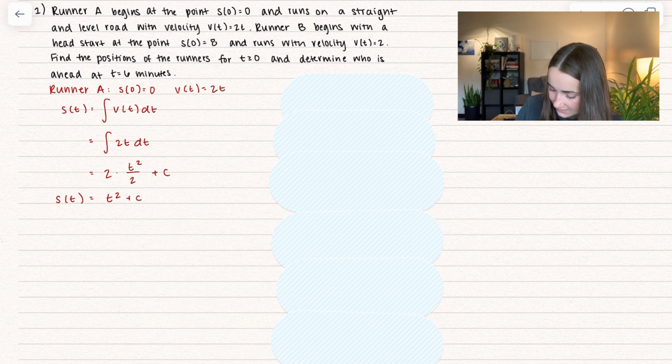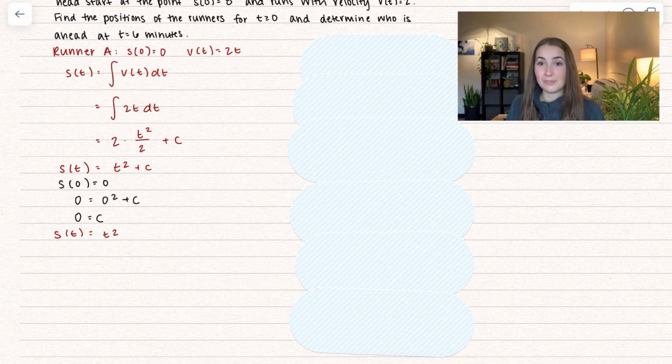So here we have s of 0 equals 0. So that means I'm going to set 0 equal to, and I'm going to plug in 0 to our equation. And here we get our c value is equal to 0. So that means we can find our final equation, and we have s of t is equal to t squared plus 0, or I'm just going to leave that as t squared. So here we have runner A.